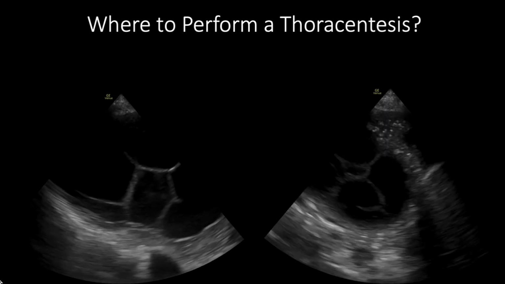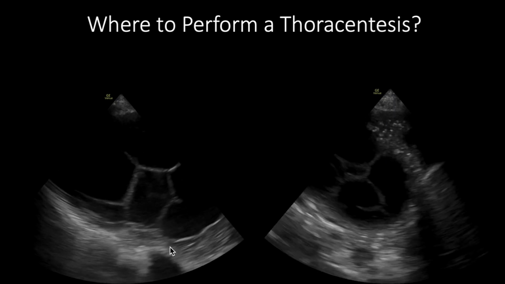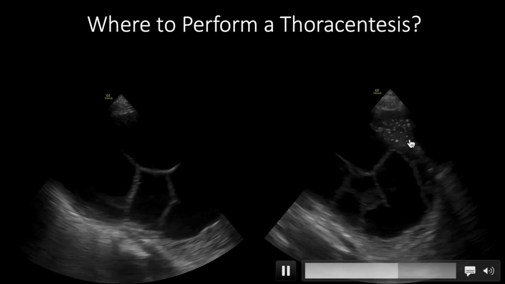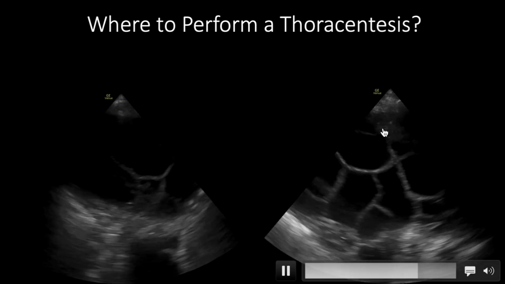Now you can use CT to potentially help with this, but ultrasound is really key. So here's consolidated lung up against the pleura. You don't want to put your needle in this area.